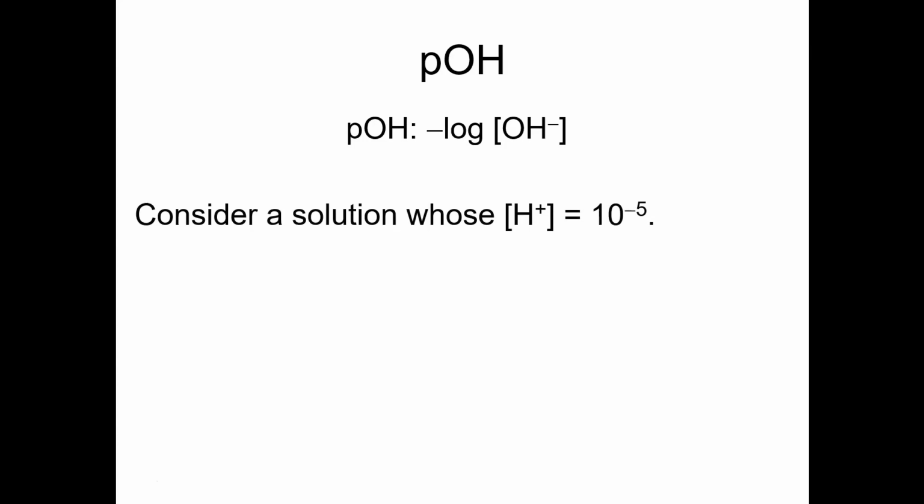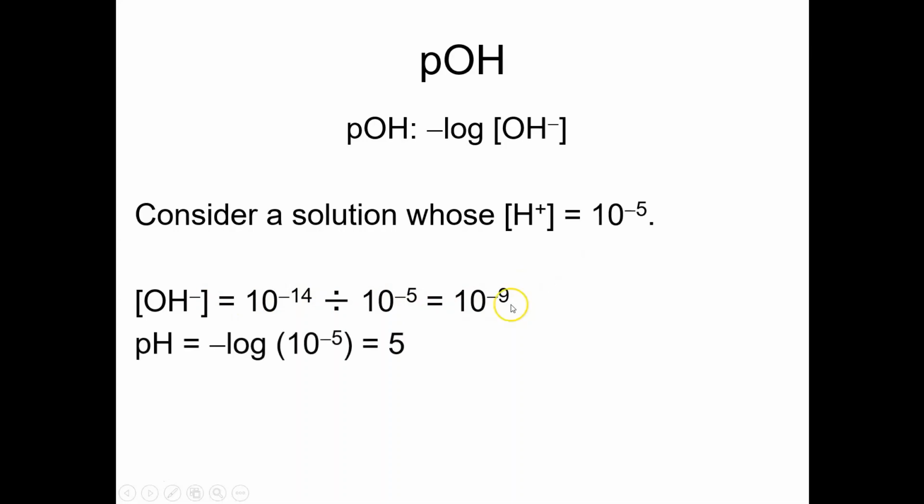So if we consider a solution whose hydronium ion concentration is 10 to the minus fifth, its hydroxide ion concentration is going to be 10 to the minus ninth, right? Because hydronium concentration times hydroxide concentration has to be equal to 10 to the minus 14. So if it's got a hydronium ion concentration of 10 to the minus fifth, it's got a hydroxide concentration of 10 to the minus ninth. Its pH is the negative log of its hydronium concentration, which is 5. Its pOH is the negative log of its hydroxide concentration, which is equal to 9.